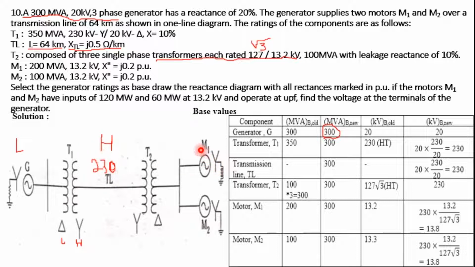So coming to the motor M1, what is the rating? It is 200 MVA. New value is 300. So what is the old value? 13.2. So we have to calculate the new value. So how do we calculate it? This is HT, so this should be LT. If it is LT, LT is equal to the HT rating. So already we know that it is 230. Okay, 230 into the rating of transformer T2, 13.2, divided by 127 into root 3, we will get 13.8. Okay, so this is the value. Changed value, this is 13.8.